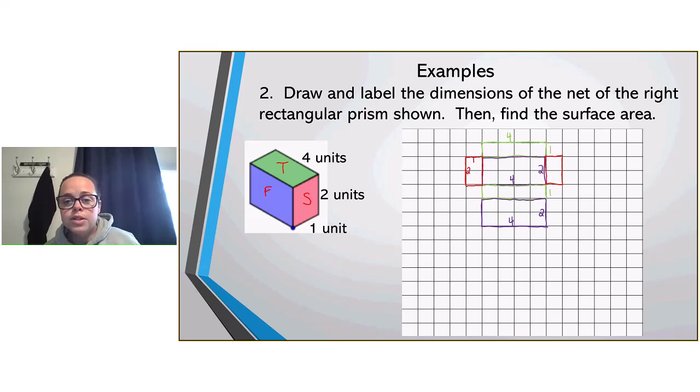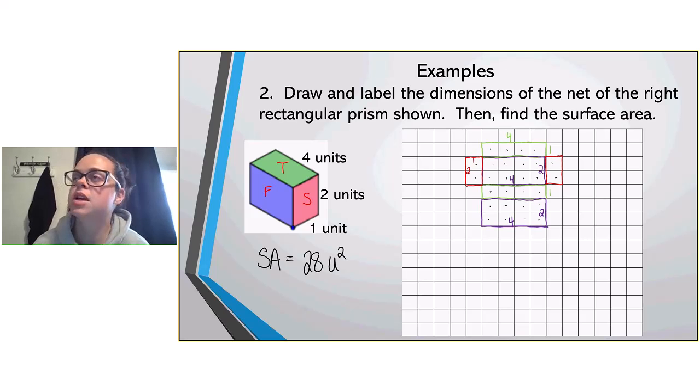Now what's cool about doing these on a grid is you have the dimensions there in the boxes, right? I drew that top green one as a 4 by 1, so that means it's 4 times 1, or I can count those squares in there. Now you're asked to find the surface area. So to find the surface area, or to find the area of any shape when you have it drawn on a grid like this, you just count boxes. So 1, 2, 3, 4, 5, 6, 7, 8, 9, 10, 11, 12, 13, 14, 15, 16, 17, 18, 19, 20, 21, 22, 23, 24, 25, 26, 27, 28. So the surface area is 28 units squared.